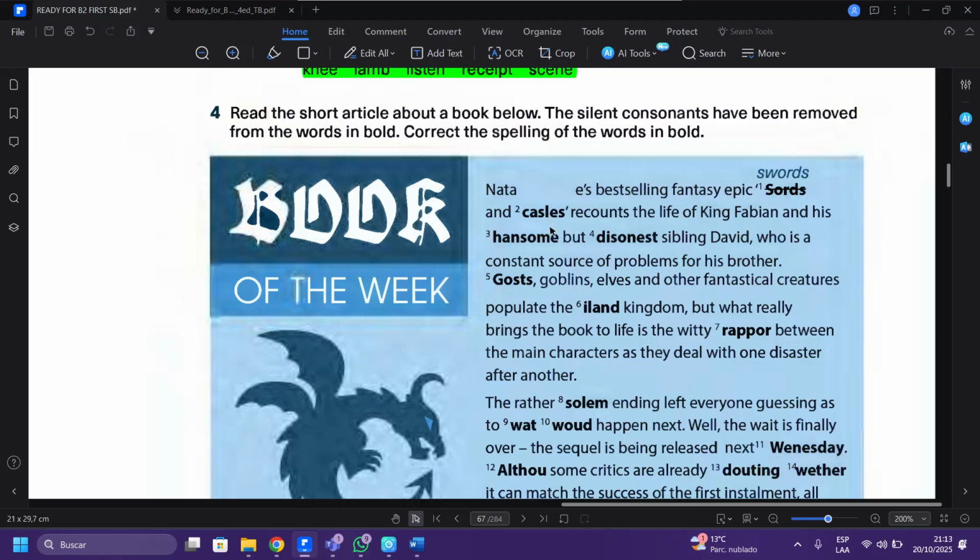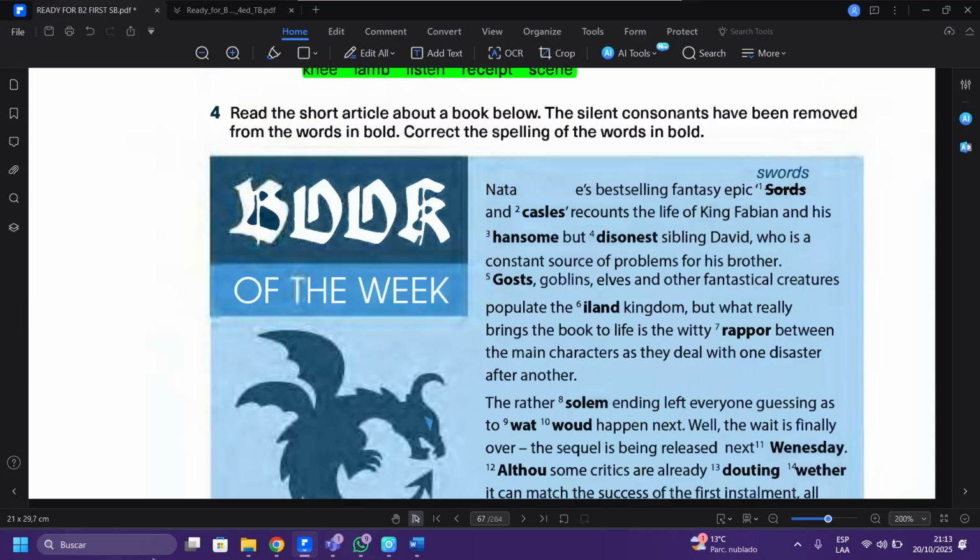Not how do you write, how do you pronounce, yes. In this case, it is. So in castles, what is the missing consonant? Castles, yes, castles, right? Letter T.